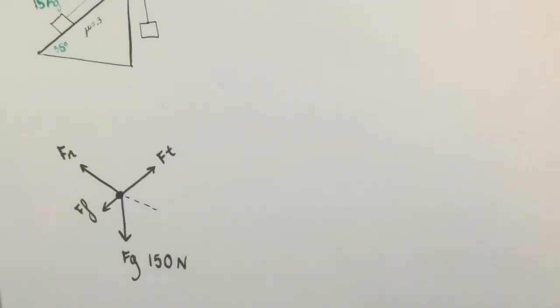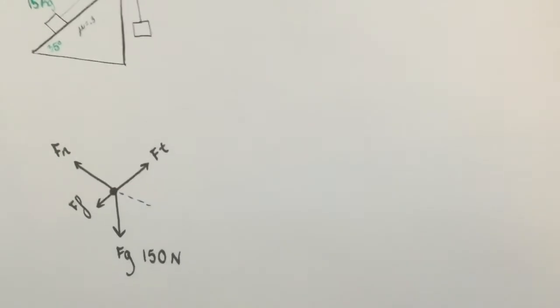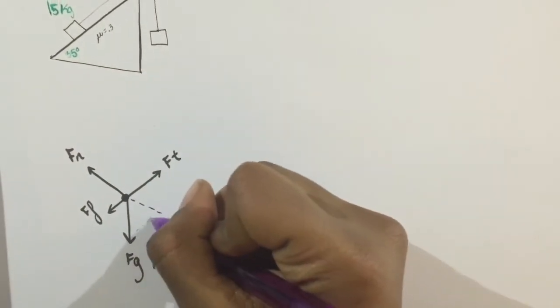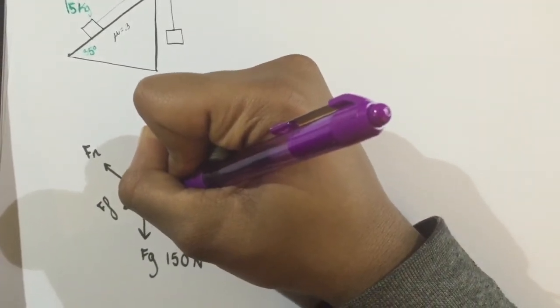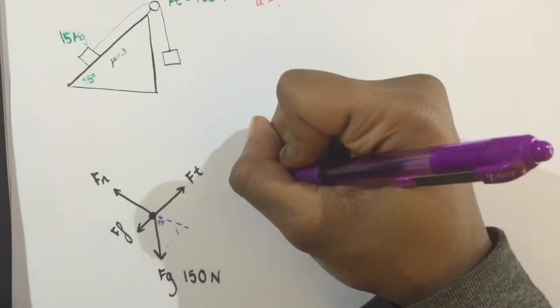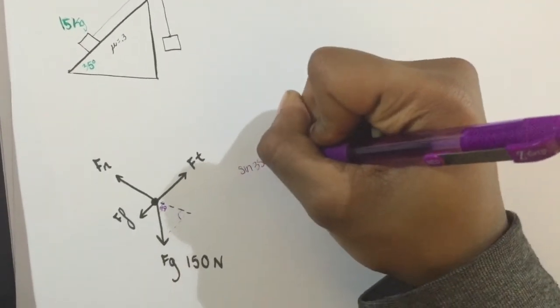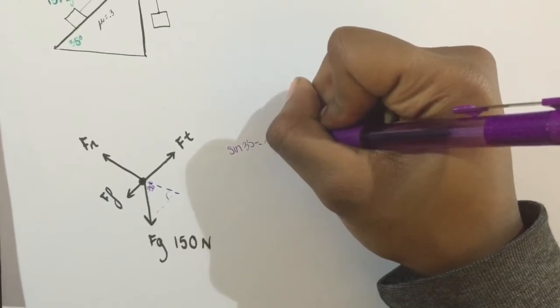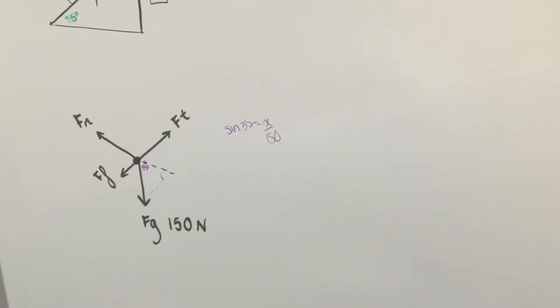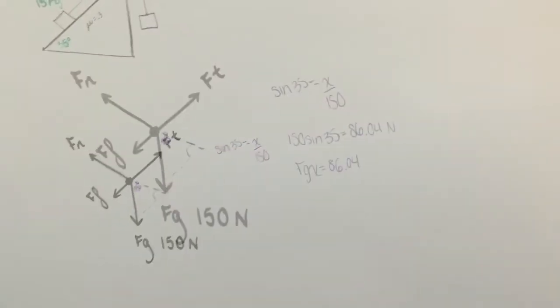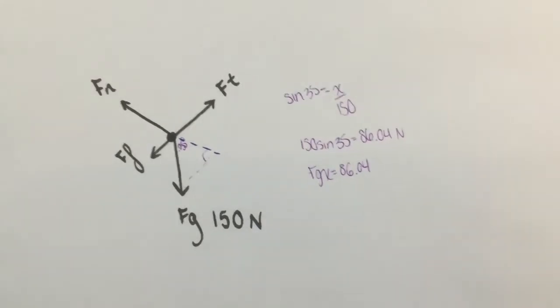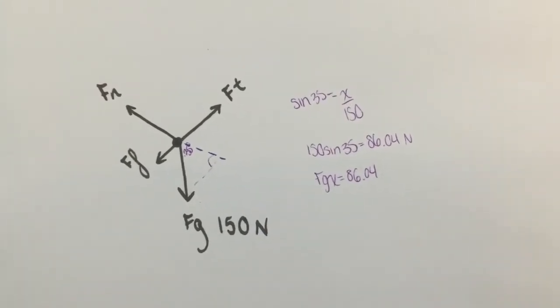So to find the component, you have to do trigonometry, right angle, and the 35 degree angle would be in this corner, and you do sine 35 equals, and 150 was determined when you do the mass times gravity, which we assume to be 10, and the mass was 15 kilograms. After doing the math, FGX turns out to be 86.04.